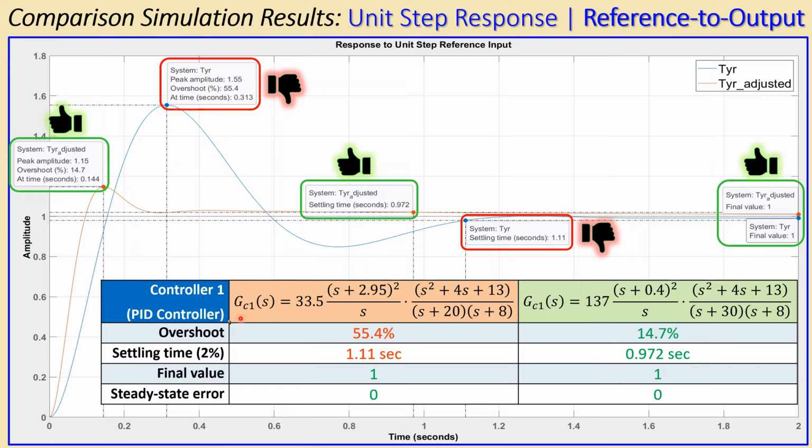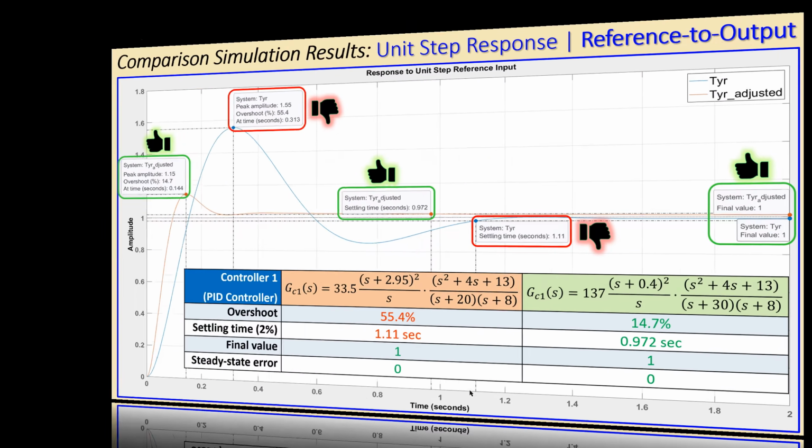If I now summarize everything, controller 1 of course was adjusted, and also controller 2, but let's say the major part of controller 1 was adjusted, so you can see this was adjusted to 137, and the 0 was 0.4 instead of 2.95. Then you can see this is all smaller than before, and also within the specifications we require.